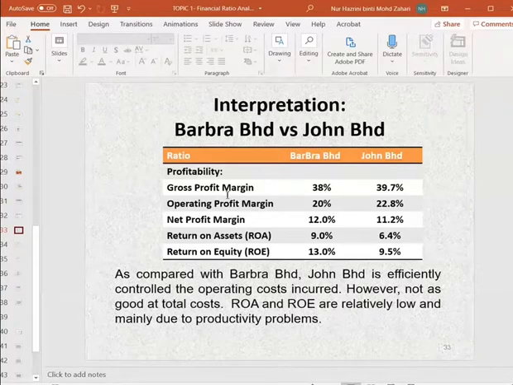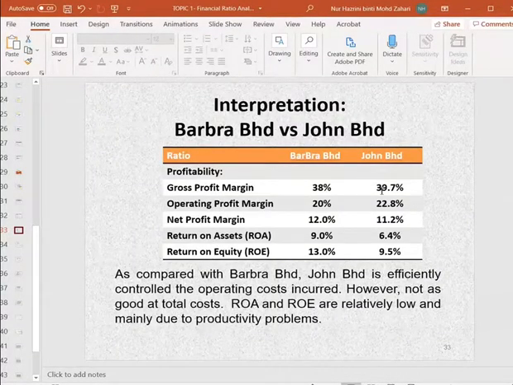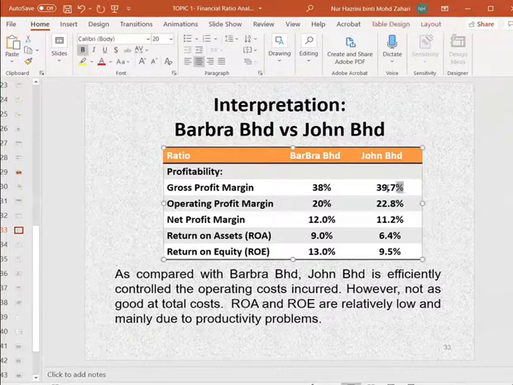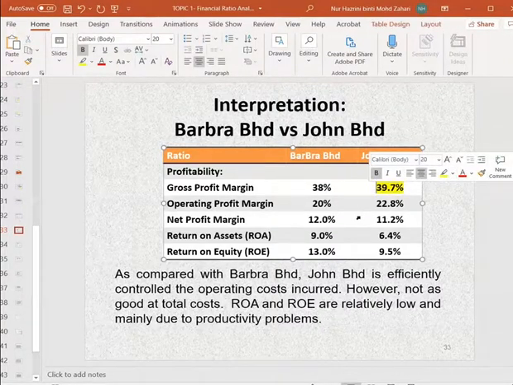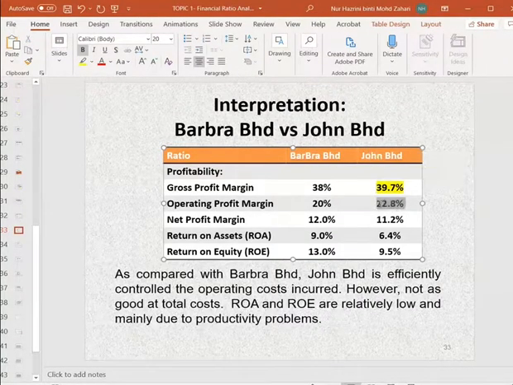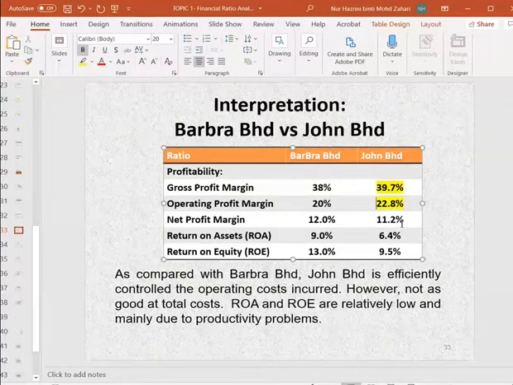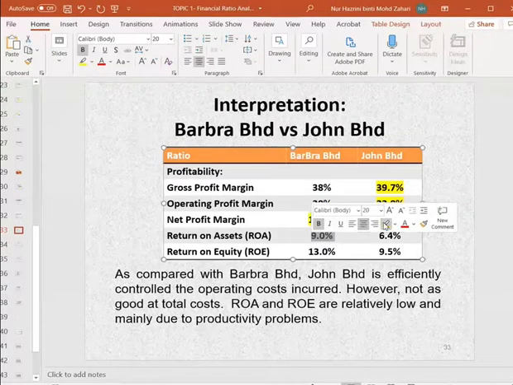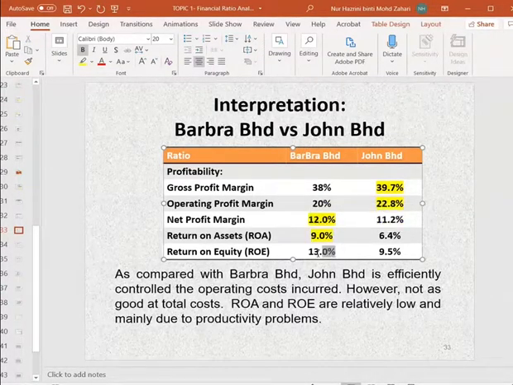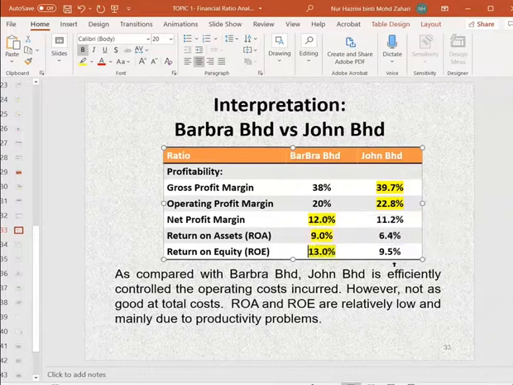So in my example here, under profitability ratio, you have gross profit margin, operating profit margin, net profit, return on asset, return on equity. So gross profit margin, John is better. Operating profit margin, John is better. Net profit margin, Barbara is better. Return on asset, Barbara is better. Return on equity, Barbara is better.